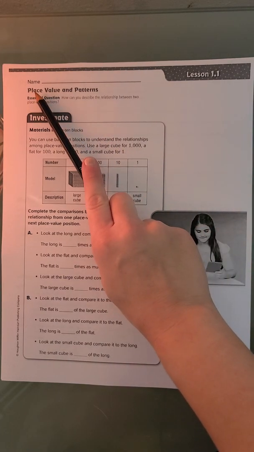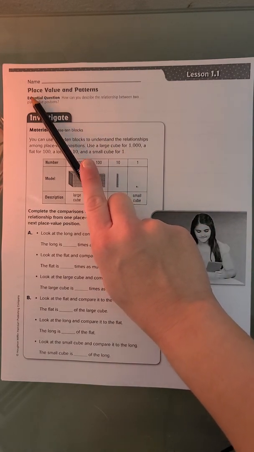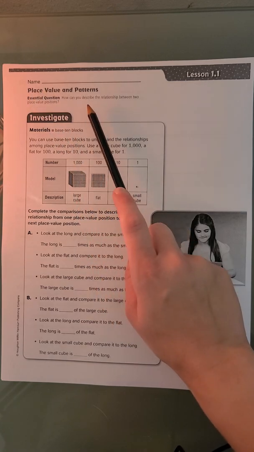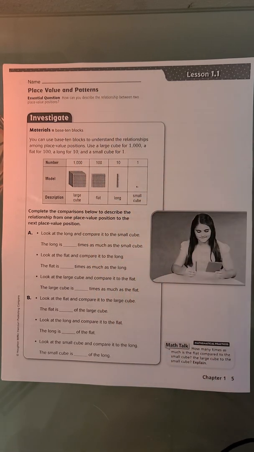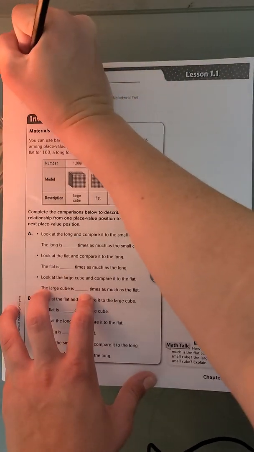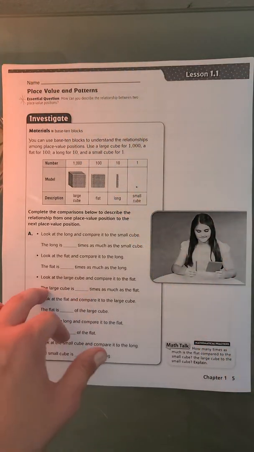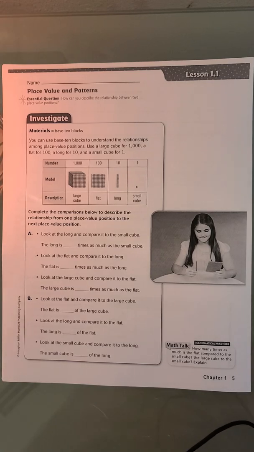It is place value and patterns. Our essential question for this lesson is how can you describe the relationship between two place value positions? I want you to put your star beside our essential question because after this lesson, you should be able to answer that question. So with this lesson, it's an investigate lesson.